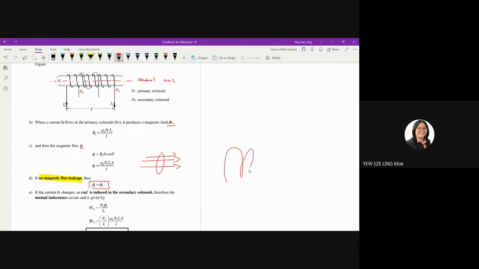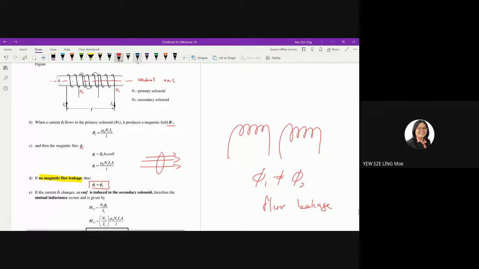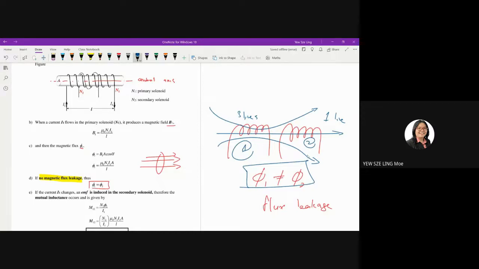If you place them side by side, then we say flux 1 is not equal to flux 2. It experiences so-called flux leakage. Why? Because the amount of field lines passing through both coils is not the same. You will have more field lines passing through coil 1 compared to coil 2. For example, here you have 3 lines passing through coil 1, and just 1 line passing through coil 2. So flux 1 is not equal to flux 2 if you place them side by side.